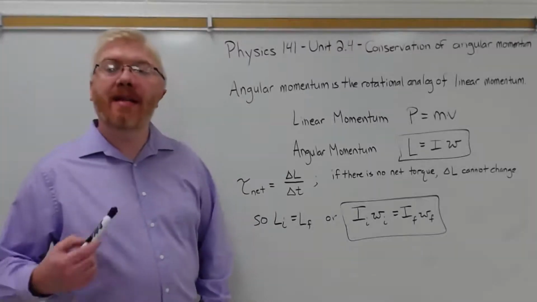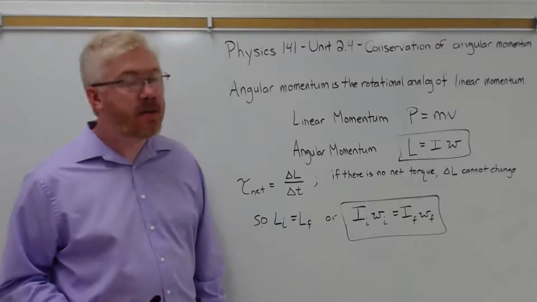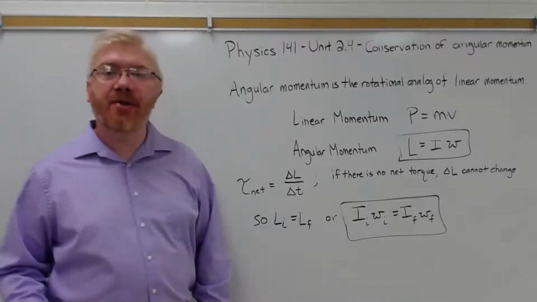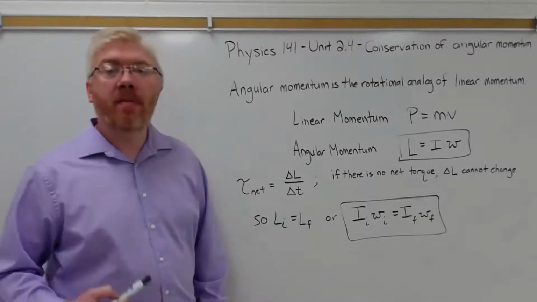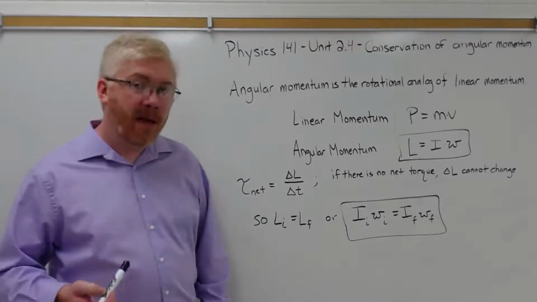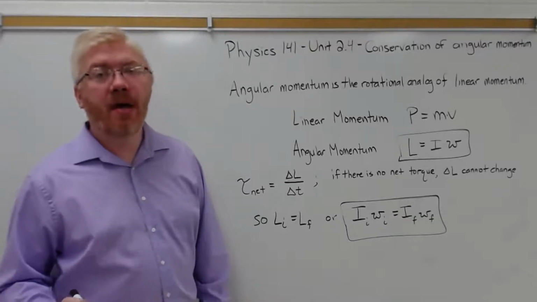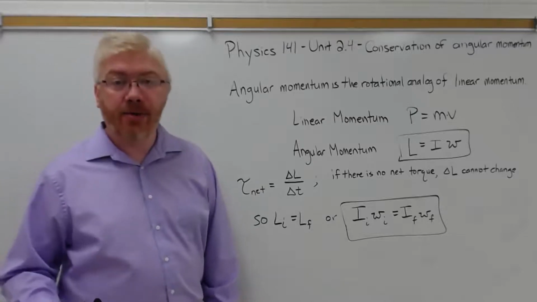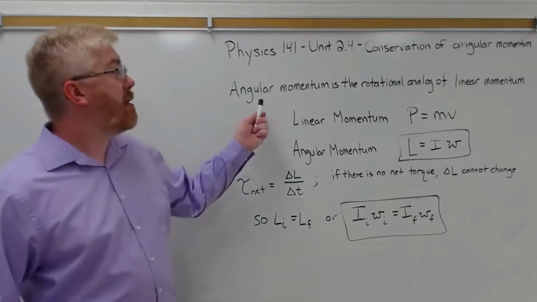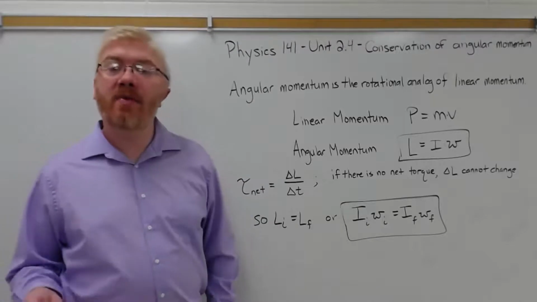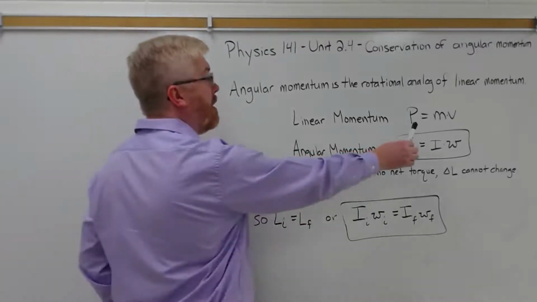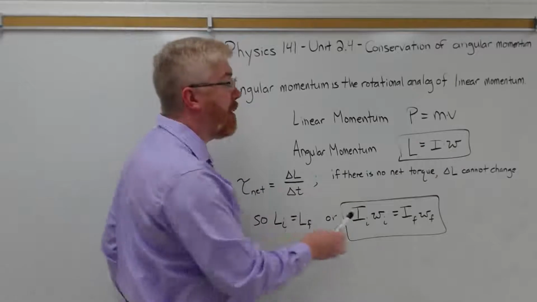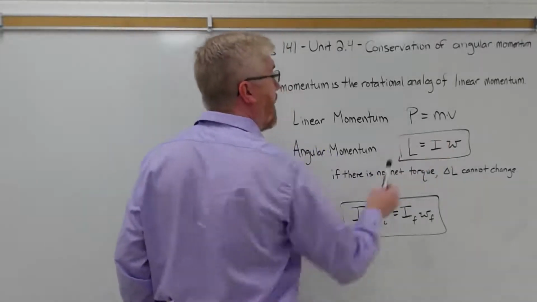Continuing on with our linear to rotational analogs, we're going to next look at the conservation of angular momentum. Remember, we conserved linear momentum in collisions or explosions because in the absence of external forces, the momentum can't change. Angular momentum is the rotational analog of linear momentum. If you remember linear momentum, we used a P to represent it. It's equal to the mass times the velocity.